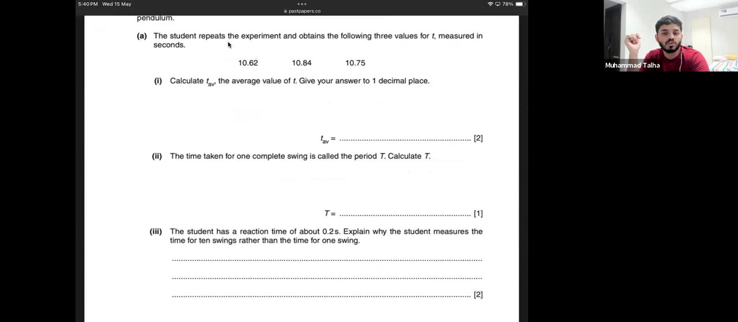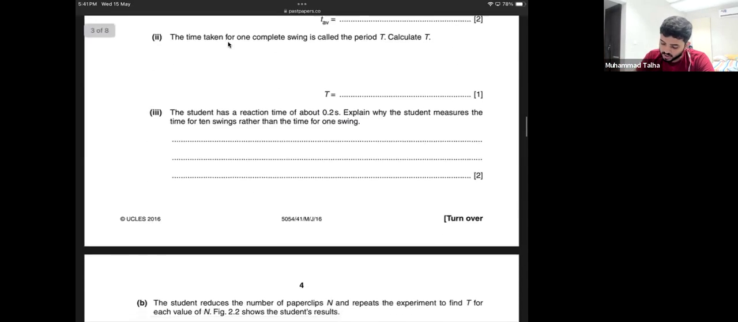Part 3. The student has a reaction time of about 0.2 seconds. Explain why the student measures the time for 10 swings rather than the time for one swing. Again, if you just write words without explaining what it means or what's the benefit of doing that, you won't get any marks here. If you just say human reaction time without mentioning why the student does this, what it does to the accuracy, right? If you don't say this, you will not get the mark. So here what you would say is because the time for 10 swings would be more, that human reaction time, that 0.2 seconds, would be a fraction of a larger value, right? So it reduces the impact of the human reaction time.